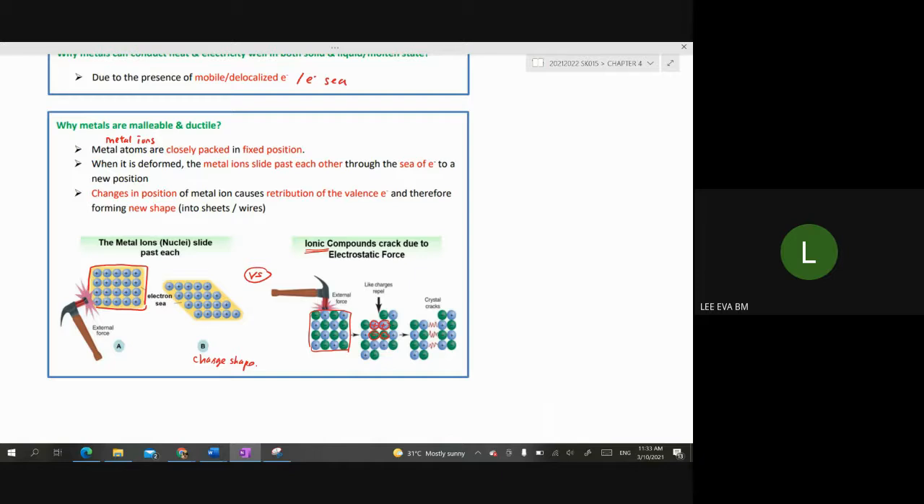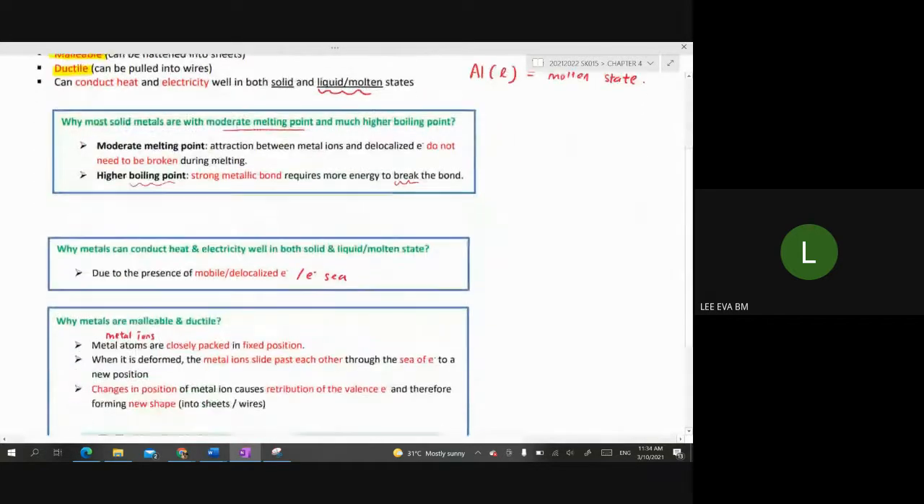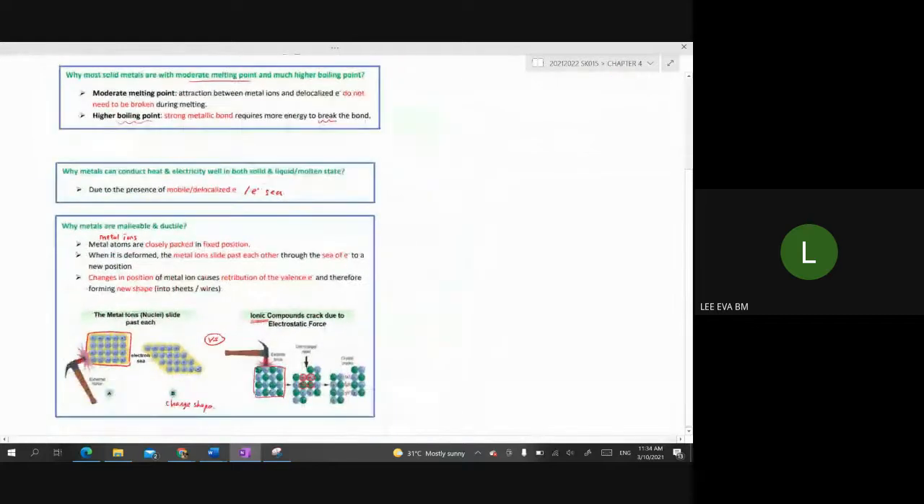So until this point, can you understand? Yes, madam. Dia cuma satu theory sajalah untuk describe your properties of metal. So can read through on your own, yeah?